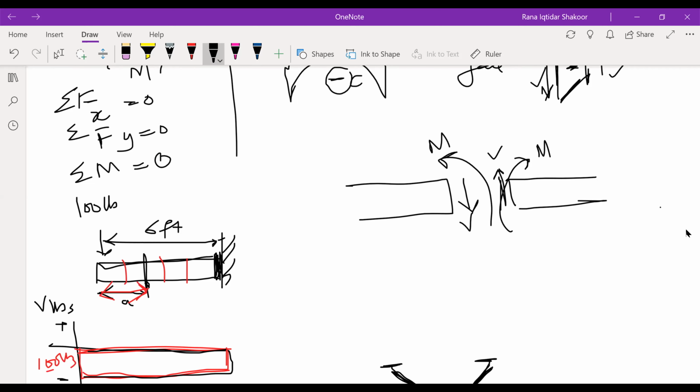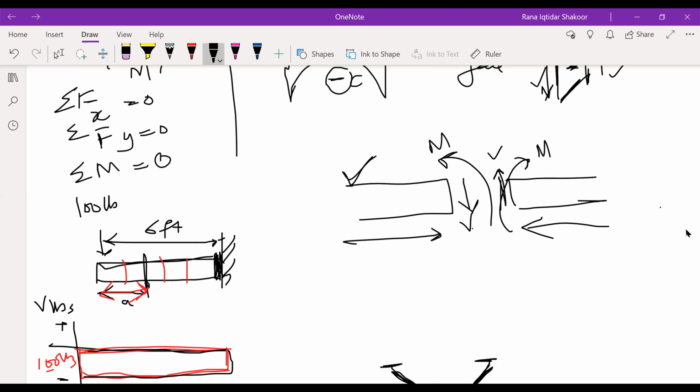If you are taking the section from left to right, you will always assume these positive moments and shear force. And if you are taking the section from right to left, you will be taking this moment and this type of shearing force, right? Most of the time we use this one. We take the section reference from left to right, so we generally assume this is the positive one and this is the positive.